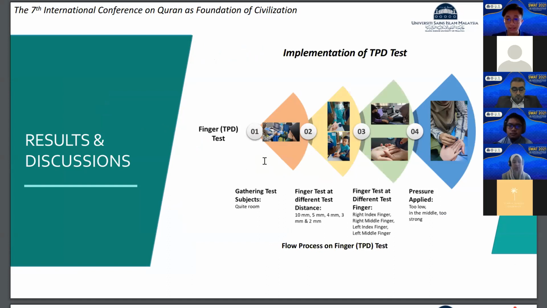As you can see, this is flow process on the TPD test. So the test was carried out with their eyes closed at different age and gender. The test subjects were gathered in a room and finger testing was carried out for each individual test subject for 4 different fingers with different test subjects. Each test subject was mentioned on the pressure applied during the testing. The mean value for the most sensitive finger was 2.7 and standard deviation was 1.09.